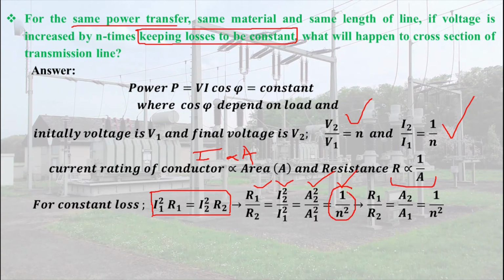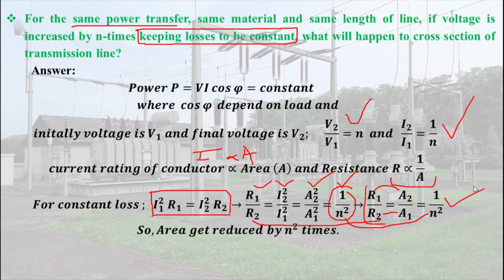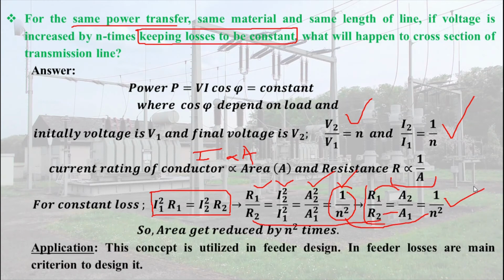So we get that this whole term equals 1/n squared. Now R1/R2 = 1/n squared, and we know that R1/R2 = A2/A1, so we can write A2/A1 = 1/n squared. So if voltage is increased by n times keeping the losses constant, then in that case area will get reduced by n squared times. This concept is utilized in feeder design, and this is because losses are the main criteria to design a feeder. Now take this third question.